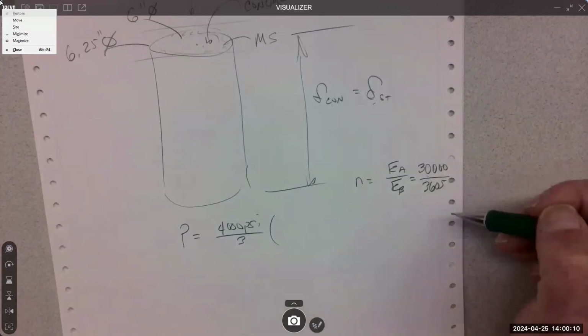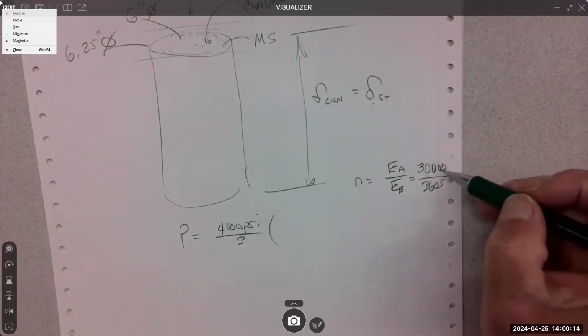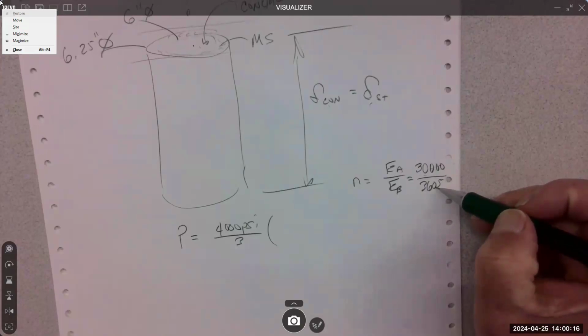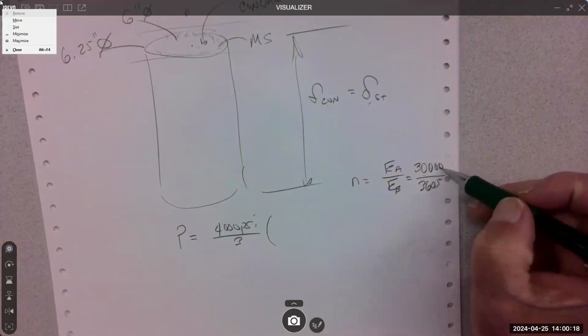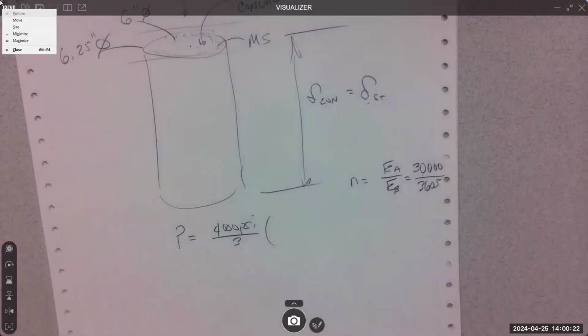It doesn't matter. This is just coming up with a unitless number, right? You just want this unit to match this unit. So I'll leave them both in KSI. 30,000 KSI, 3,605. What's that N value?